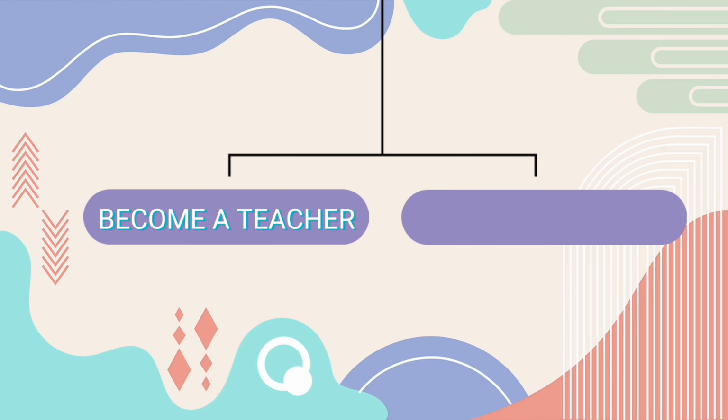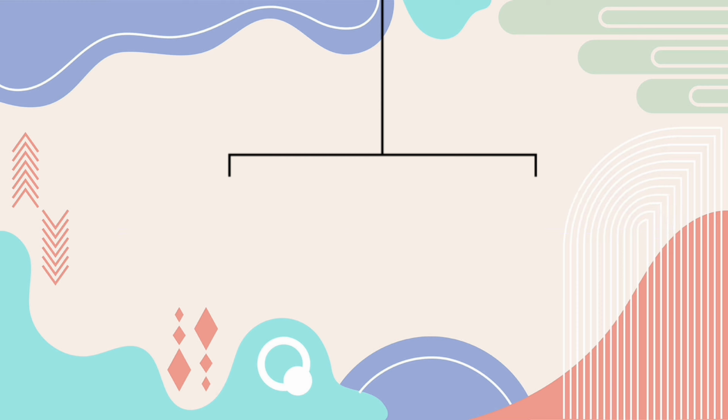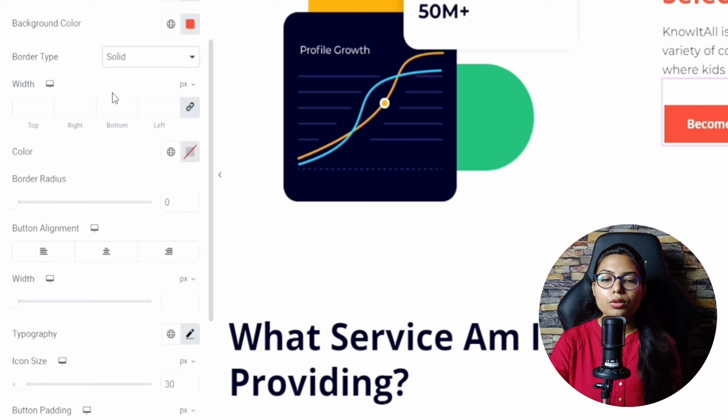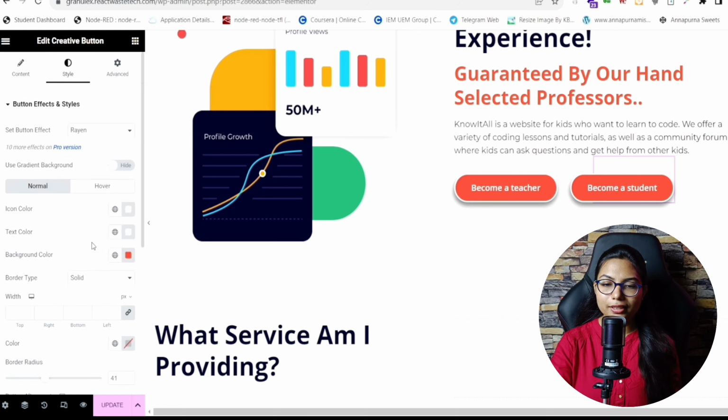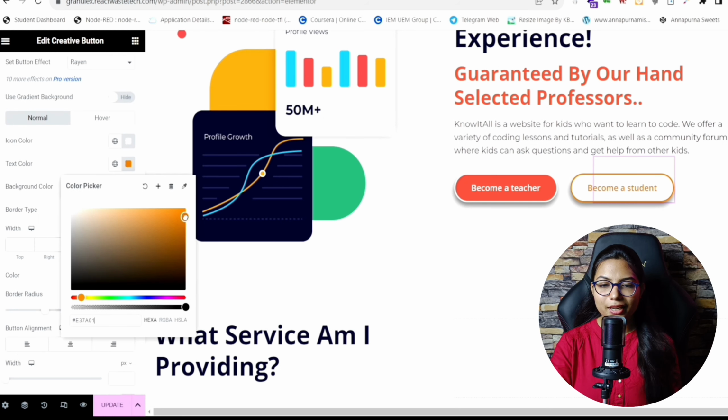First is become a teacher and second is become a student, so that teacher as well as student both can be hired. So I would like to make the become a teacher button more highlighted. So come to the style section, click on color and reduce the opacity of the color to 0.